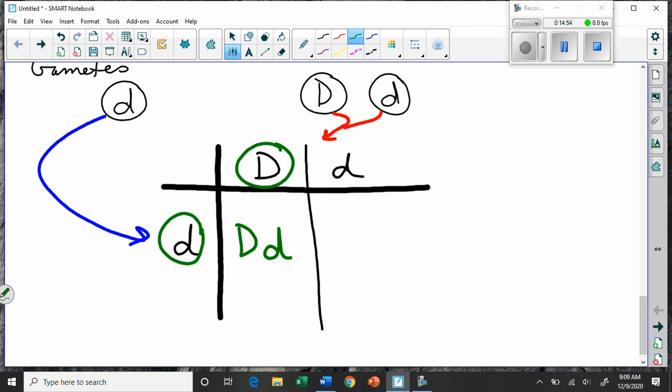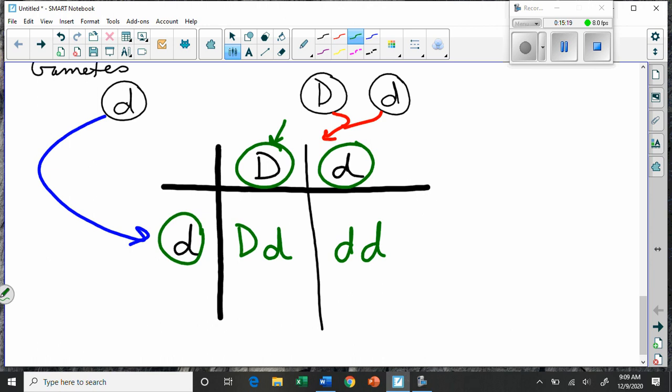The other situation is maybe this particular sperm cell isn't the one that made it to the egg. Maybe it's this one. So if that one makes it to the egg cell, you'd get this cross, the small d and the small d. So these are the only two possible combinations that you could get, right?